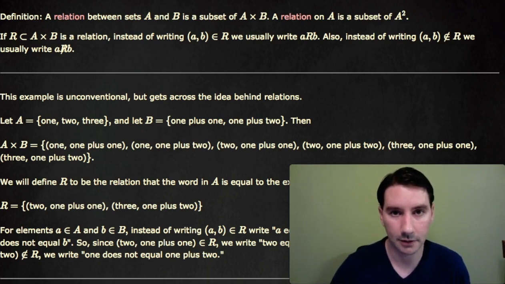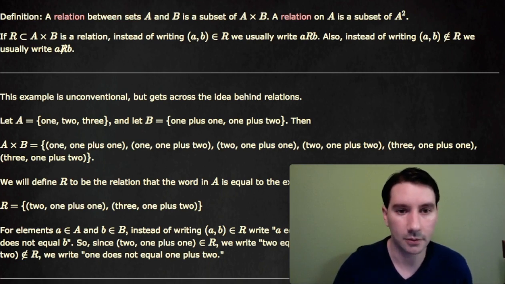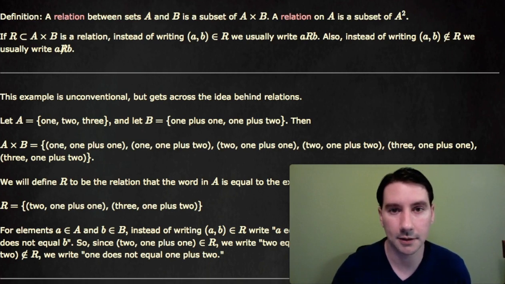The mathematical definition of a relation is very broad, so that we can use the definition to describe all sorts of relations. A relation between the sets A and B is just a subset of A cross B, and a relation on a set A is a subset of A squared.